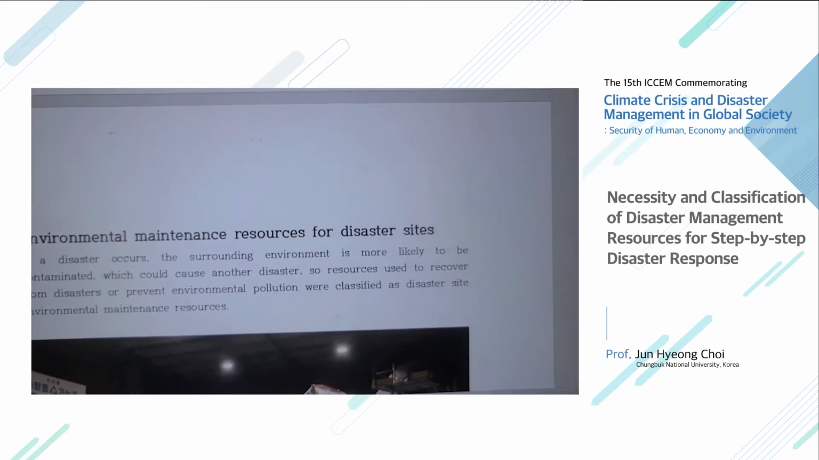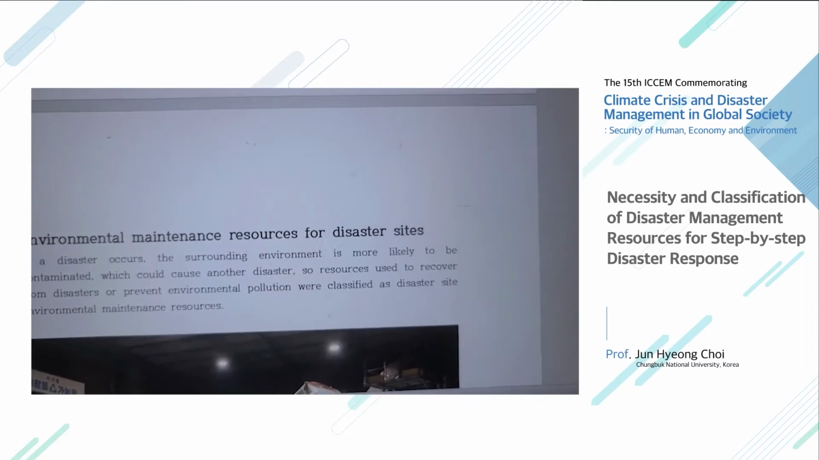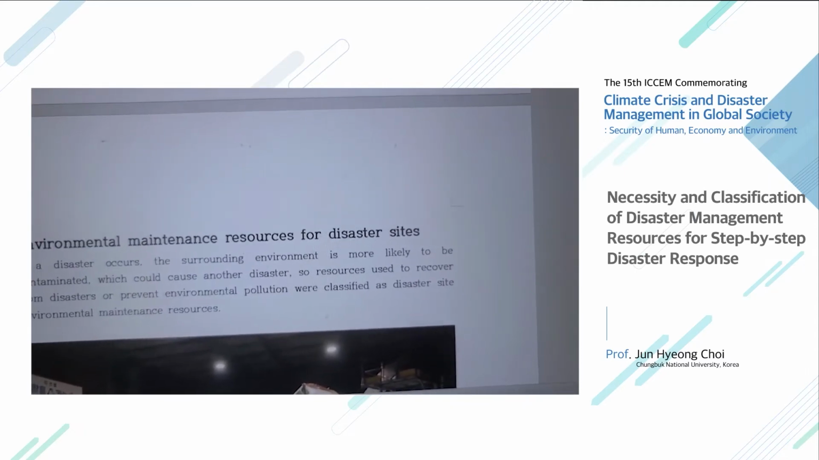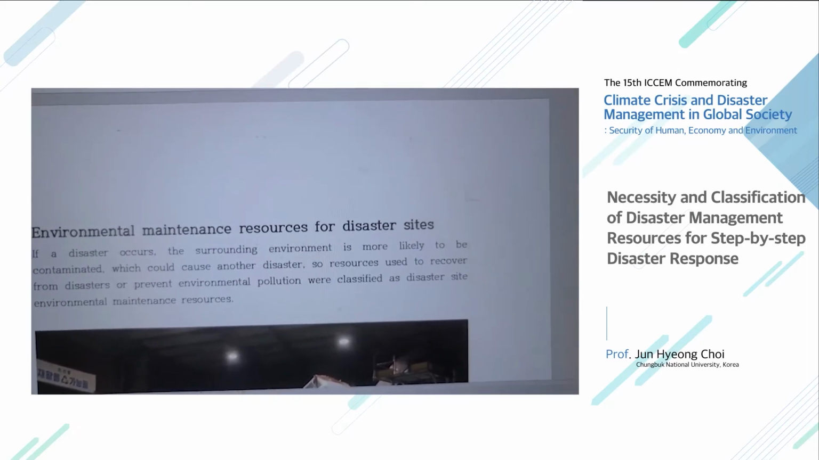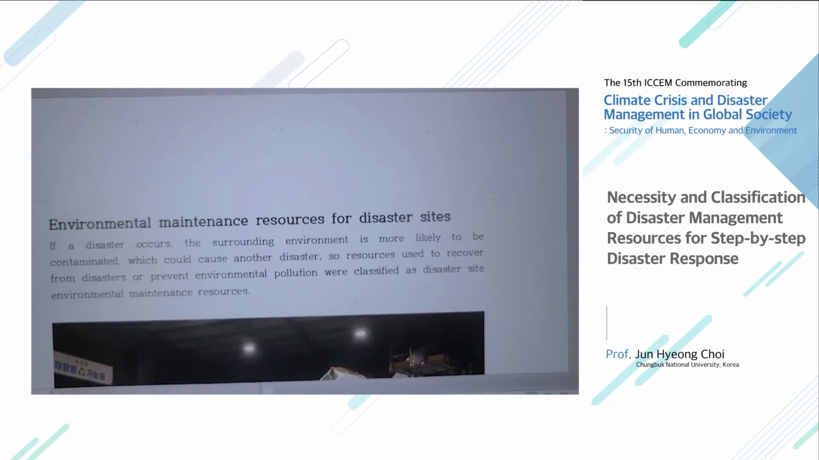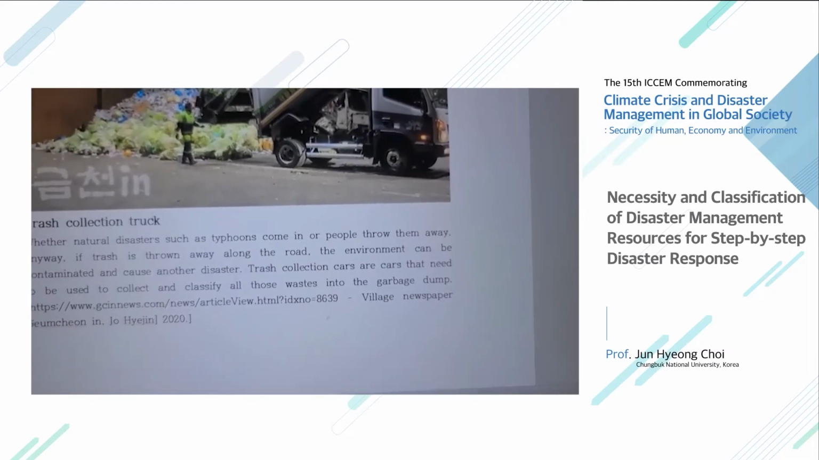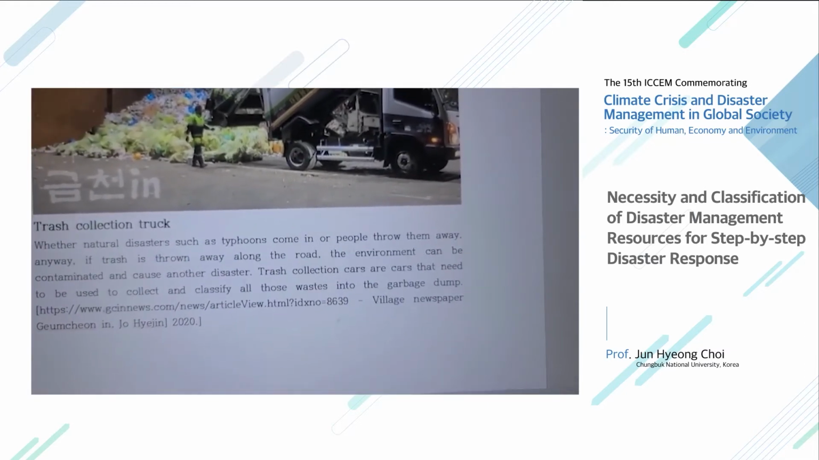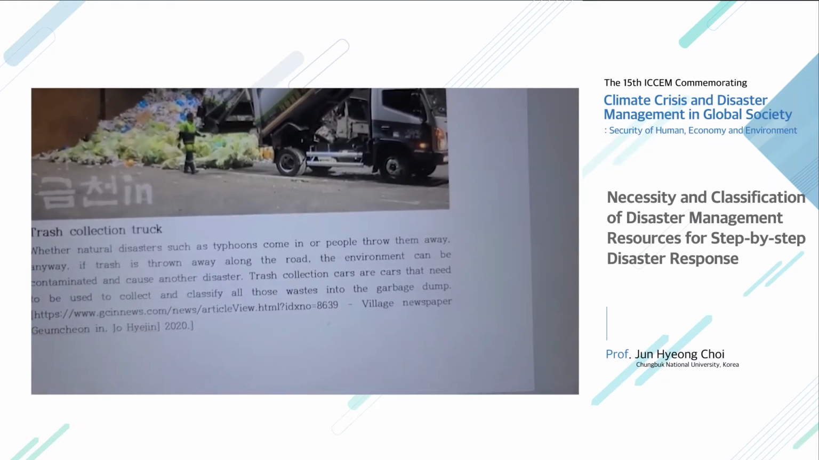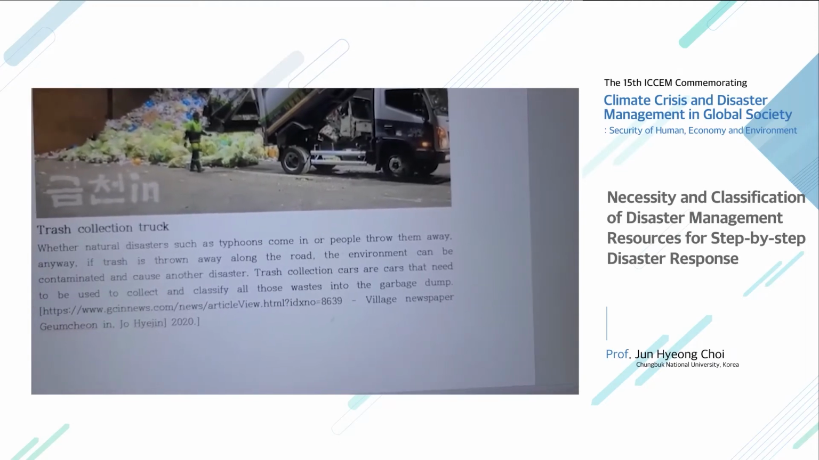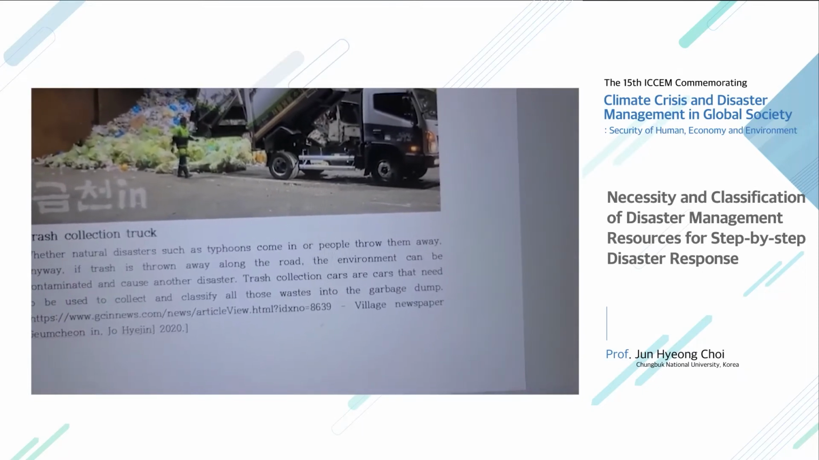If a disaster occurs, the surrounding environment is more likely to be contaminated, which can cause another disaster. So resources used to recover from disasters or prevent environmental pollution were classified as disaster site environmental maintenance resources. And that's a trash collection truck. When natural disasters such as typhoons come in, people throw their trash away anyway. If the trash is thrown away along the road, the environment can be contaminated and cause another disaster. Trash collection cars are cars used to collect and classify all those wastes into the garbage dump.